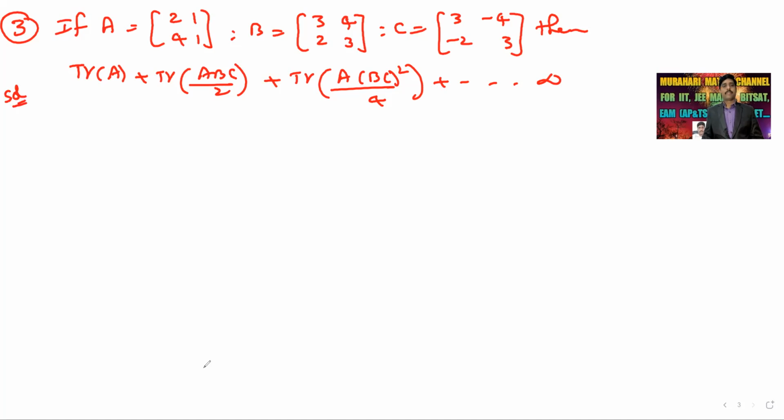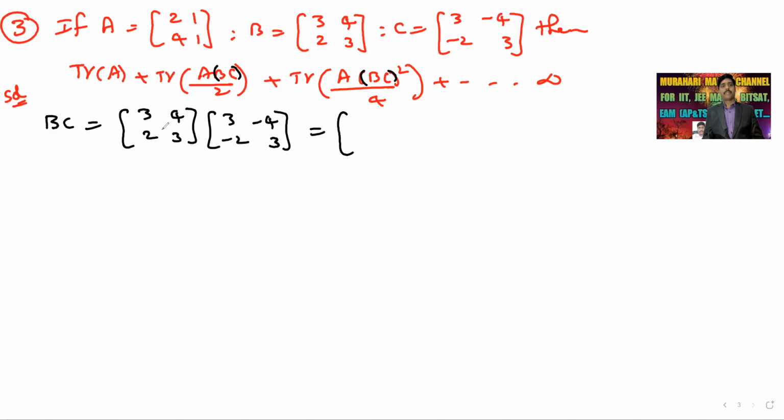Okay. First, we have to find BC, since BC whole square is given. So BC is equal to, what is B? [[3, 4], [2, 3]] into C, [[3, -4], [-2, 3]]. First row multiply with first column: 9 minus 8, 1. First row second column: 0. Second row first column: 0. Second row second column: 1. So this is nothing but the unit matrix I.